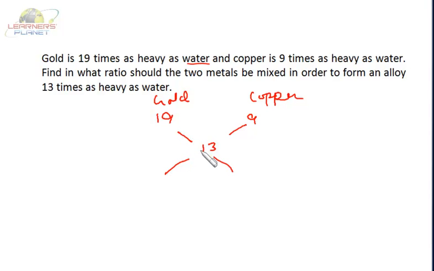It's 19 minus 13, it is 6, and 13 minus 9, it is 4. That means in 4:6 ratio we have to mix, or we can say it is 2:3 ratio. So in 2:3 ratio, gold and copper should be mixed. So the alloy which will be obtained will be 13 times as heavy as water. Okay, I hope you are getting my point.